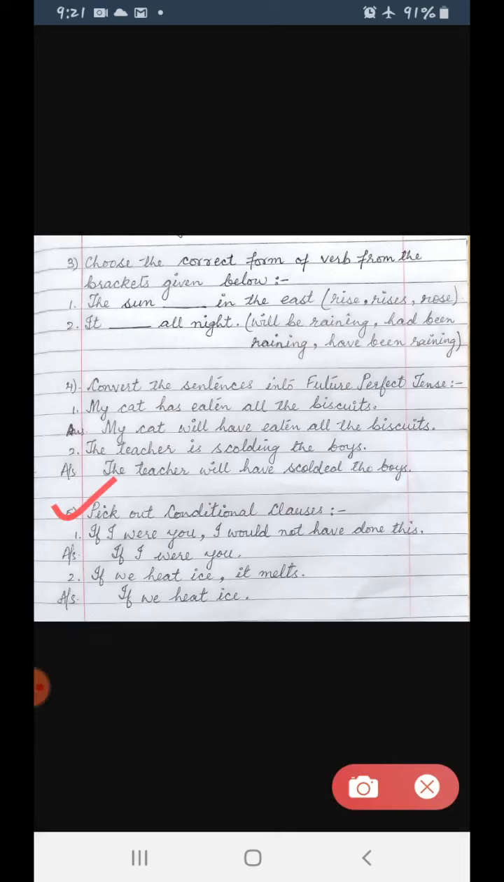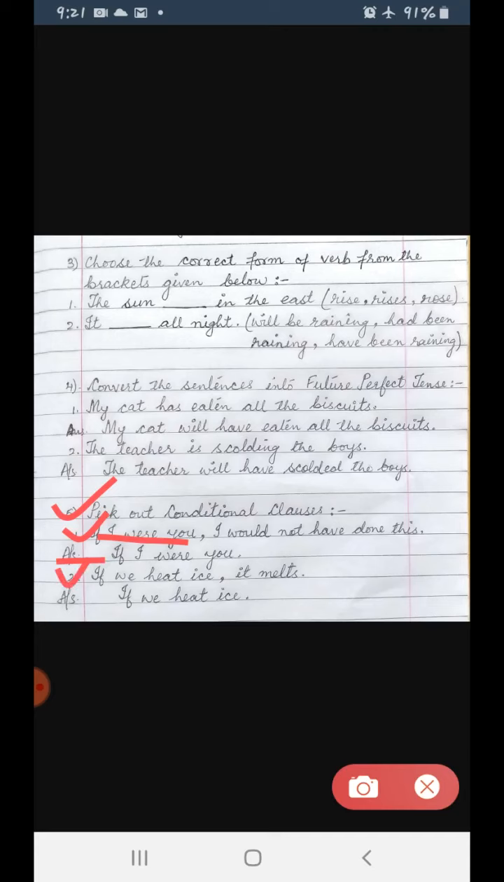Okay, now it is question number 5. Pick out conditional clauses. Here I have not given a long statement. Actually in the question it will come: pick out conditional clauses and write them separately. Or suppose, pick out the nouns and write them separately. That means when you pick, you have to write those words or sentences separately. So number 1, if I were you, I would not have done this. So what is the conditional clause here? The conditional clause is if I were you. So you have to write this in your answer. If I were you.